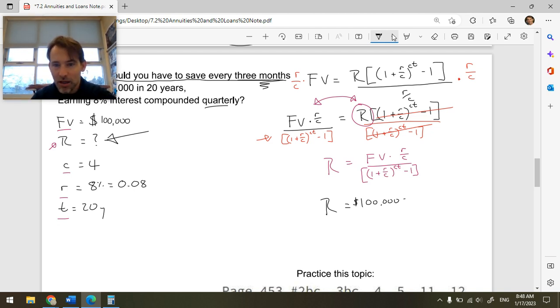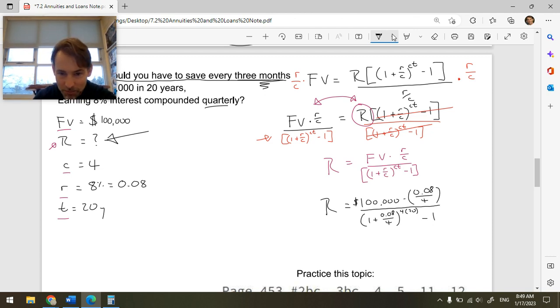So that's, I'm going to put this in brackets, 0.08 over 4, divided by 1 plus R over C, which is 0.08 over 4. And yes, if you're just directly writing down 2%, 0.02, then that's also fine. Raised to the power CT. So C is 4 and T is 20. So that's going to be 80. The exponent will be 80 minus 1.